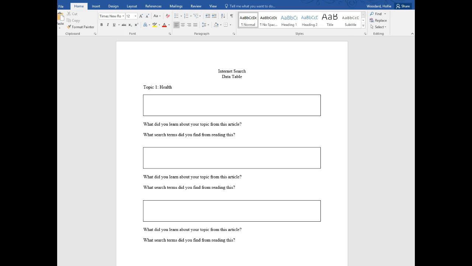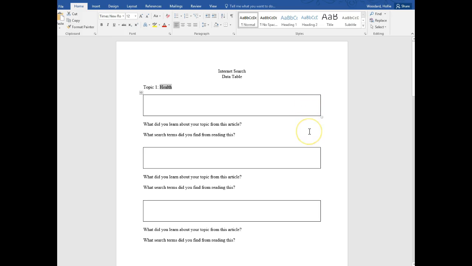But what you're going to see today is how I'd like you to fill out this worksheet to help you when it comes to your database search. So the first thing you're going to do is type in your topic. Here I typed in health. Many of you have health as one of your topics, since it's guaranteed by the American dream.